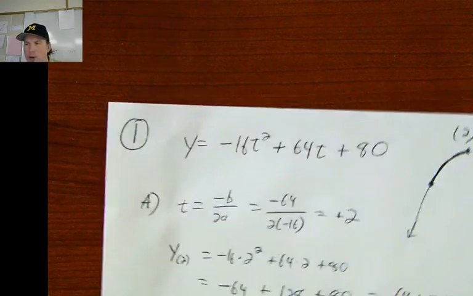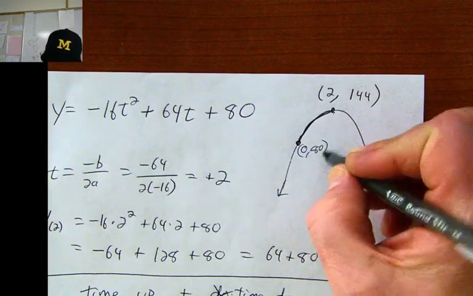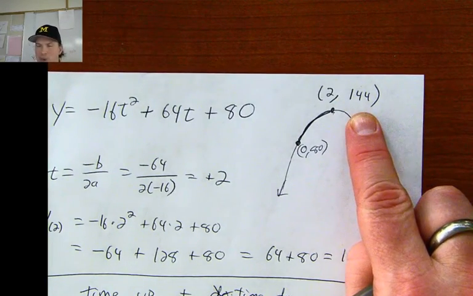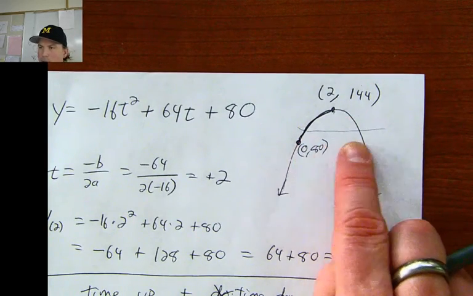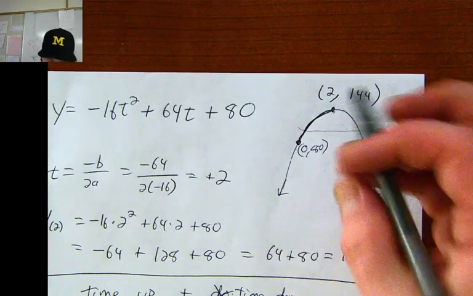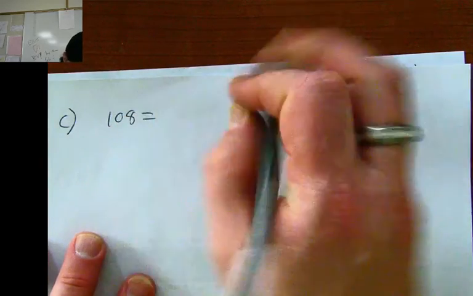Part C. Well, part C, we want to know when the object would be 108 feet above the ground. Now, one thing I want to point out is at time 0, it was 80 feet, and it reaches a maximum height of 144. That means 108 is probably right there. And if you look at the graph, it's going to achieve this height exactly twice. So for this one, we should have 2 answers. So part C, we want to know when that height is going to be 108.